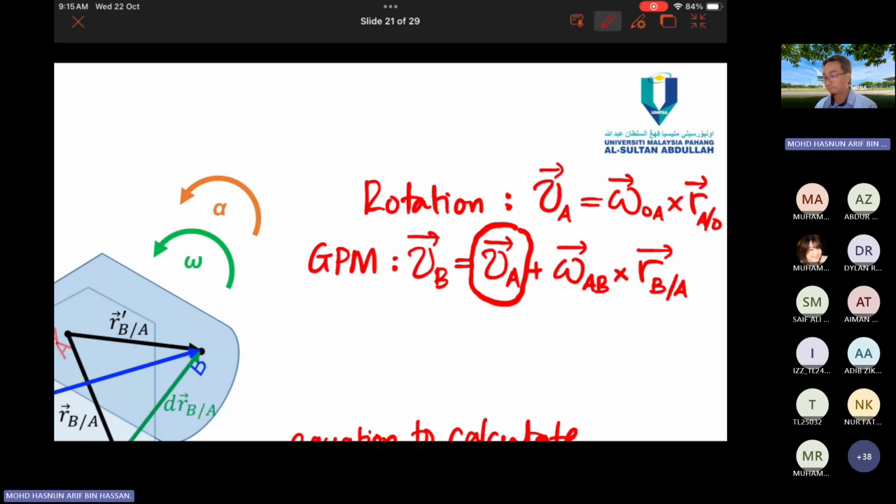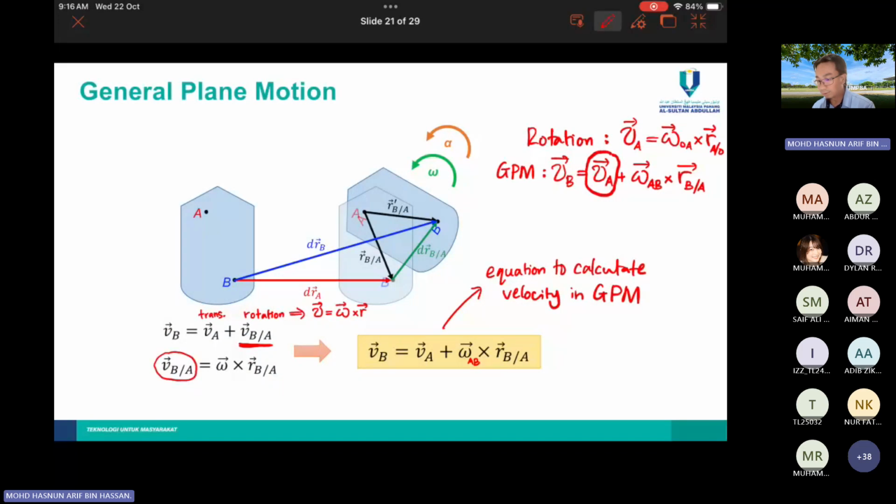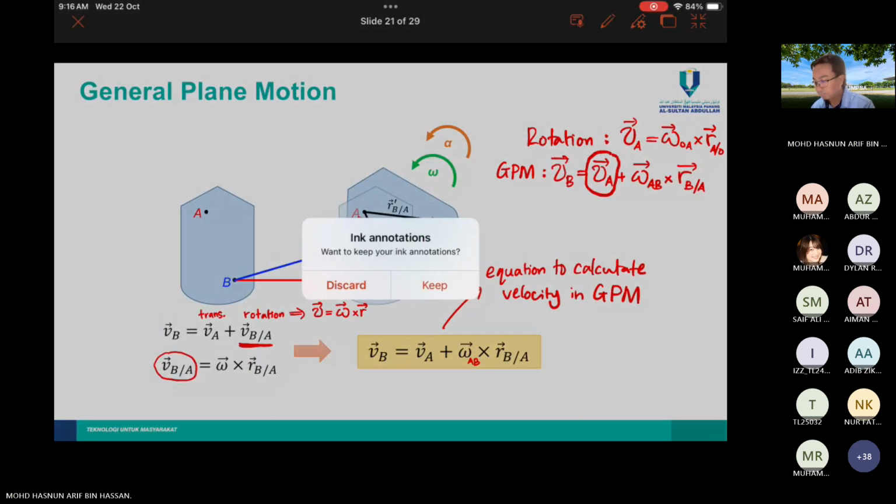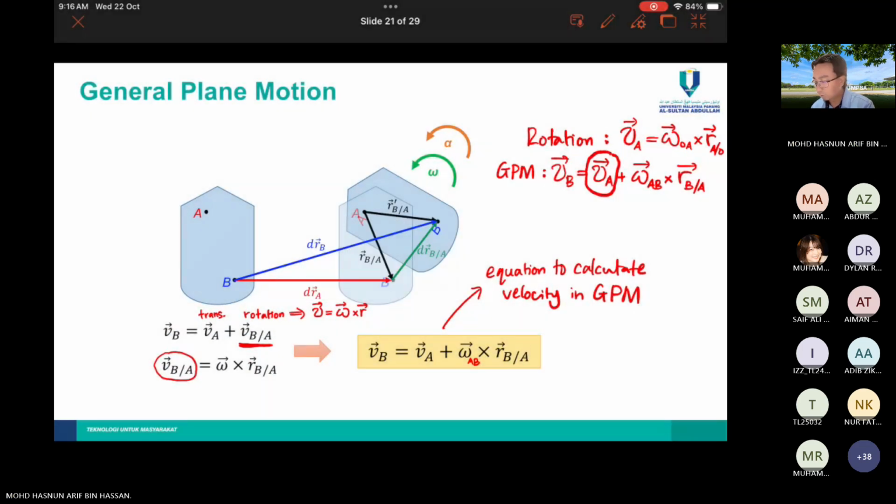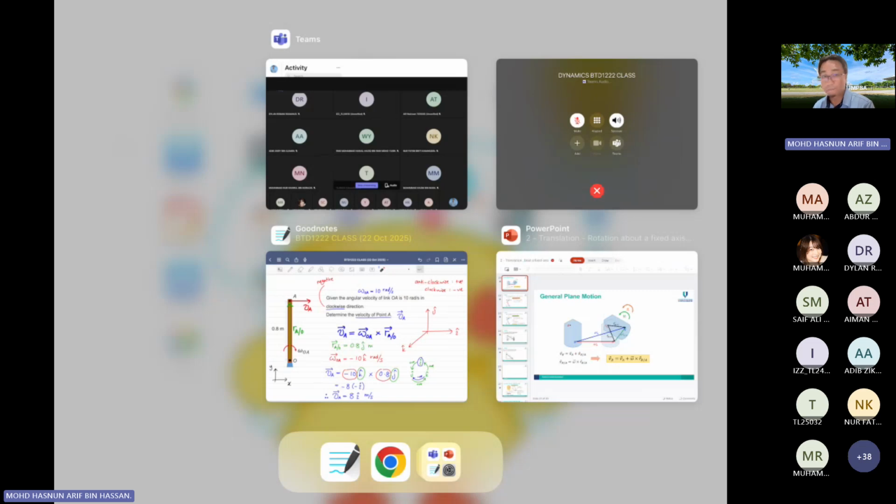Now we have learned two types of equation. One is for rotation: v is equal to omega times r. And for general plane motion, we have vB is equal to vA plus omega AB cross product rB/A. So to understand better, let's look at some example problems.